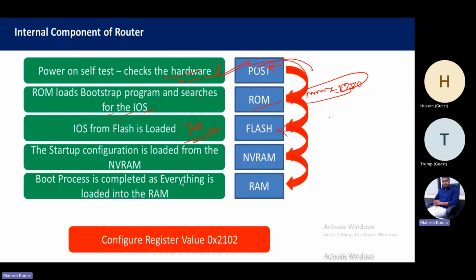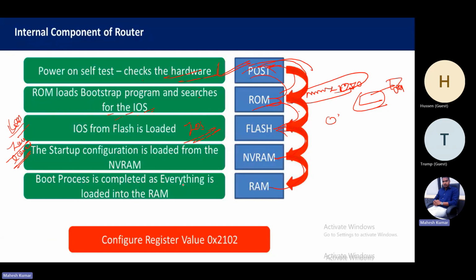Like we have Windows operating systems, Windows 7, Windows 10, Linux. Whenever you turn on the PC, it checks whether the hardware components are all functioning properly or not. If anything goes wrong, then we get errors, right? Like iOS is missing or bootstrap is missing. This is the way, and in the same way routers and switches also work. The booting process is the same: POST, then ROM, then flash, then NVRAM, then RAM.